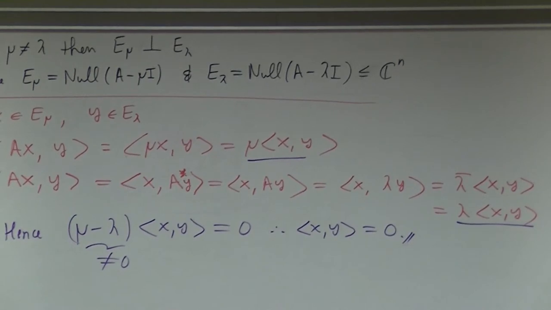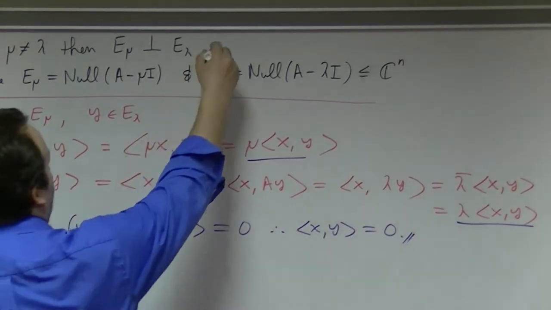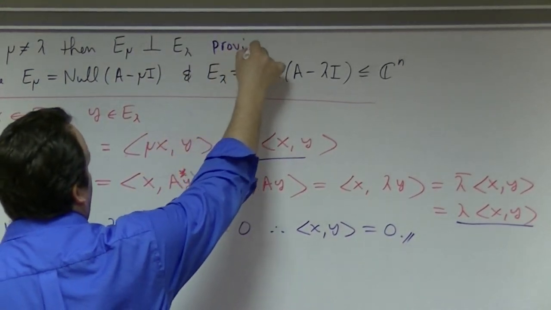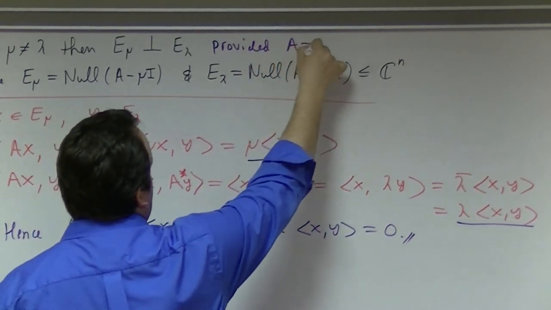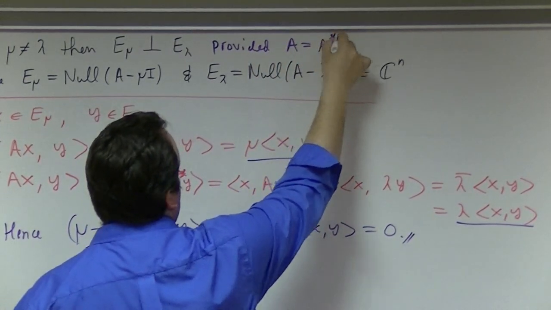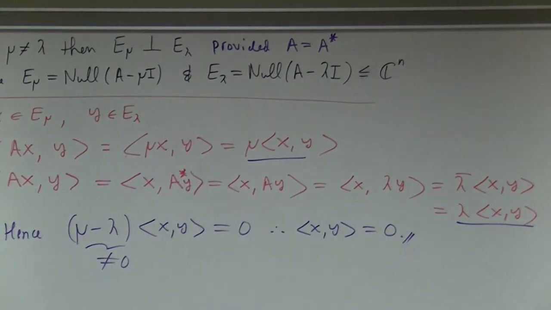I do need what assumption though? Provided what? A is equal to its own conjugate transpose. A is self-adjoint. Okay.